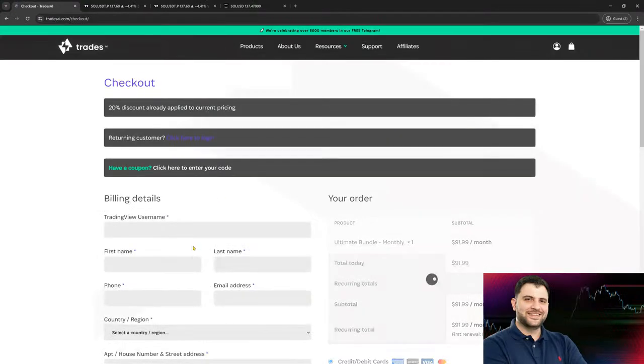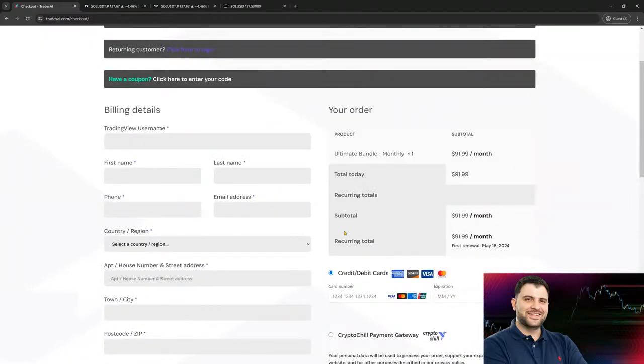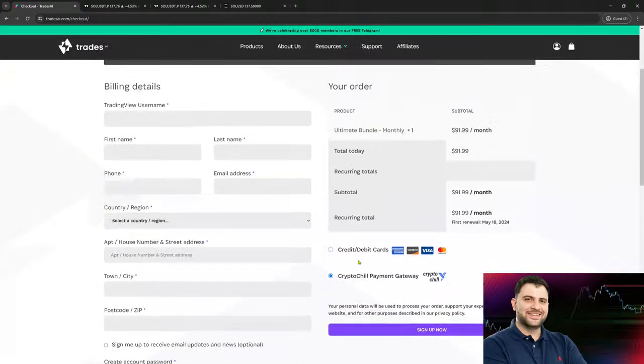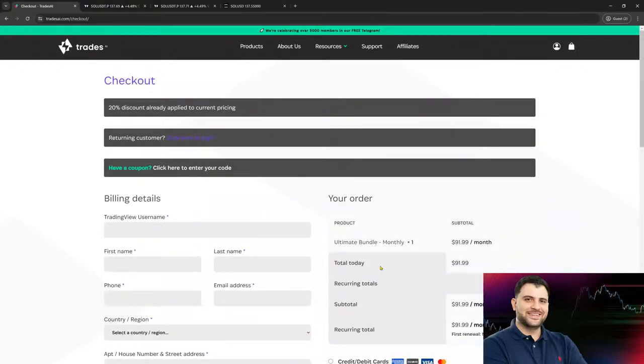After you subscribe and put your payment details, you could pay using credit cards or debit cards, or you could use our partner CryptoChill, which is to pay using cryptocurrencies. So if you want to pay using Bitcoin, Ethereum, Solana, whatever it is, that's the option to go to. You can go for CryptoChill. That's it. So that's how you go for the subscriptions.